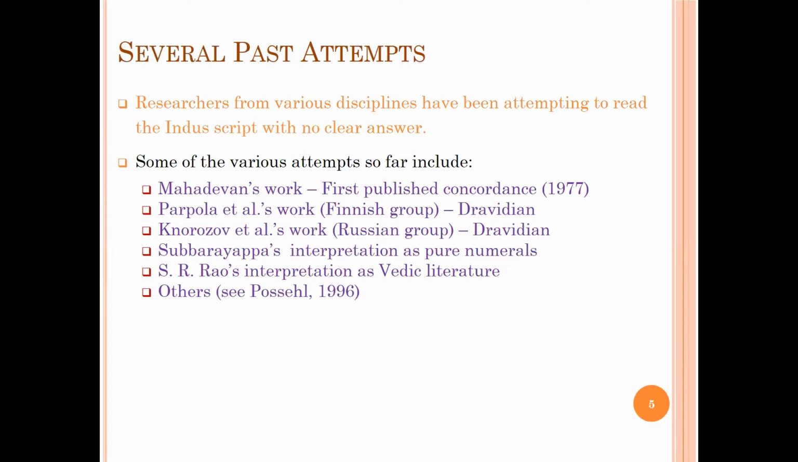Then Professor B.V. Subbarayappa, on the other hand, tried to interpret the script as entirely numeric. He thought that the signs represent numbers. S.R. Rao and several other scholars tried to read Vedic literature in the Indus text. And Possehl, in his book The Indus Age: The Writing System, has reviewed 36 different attempts by various researchers, and it is worth looking into for any person who is interested in knowing what interpretations have been made regarding the content of the Indus script.